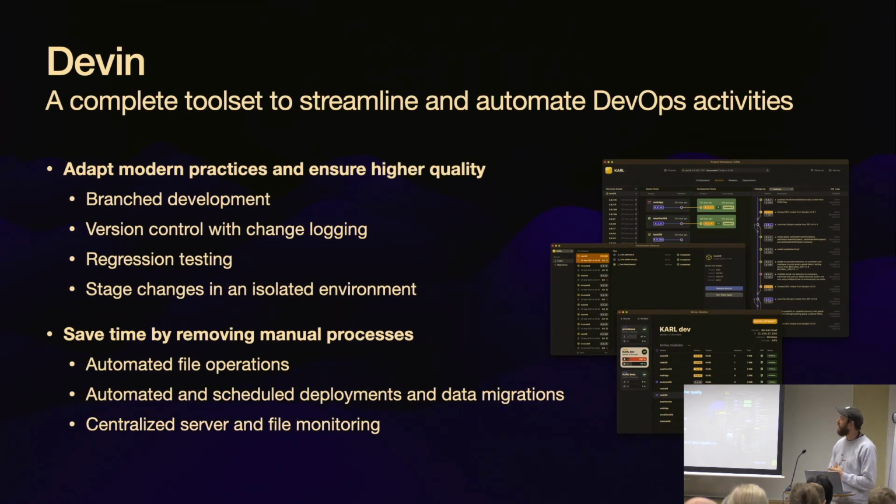Basically, we could categorize the features of this tool in two different ways, what it allows you to do. It allows you firstly to adapt modern practices and ensure a higher quality. So that's by streamlining that whole process, right? We do that by offering a branch development environment. So you don't do development on the production files, you do that on a separate development file. The whole team can edit that same development file.